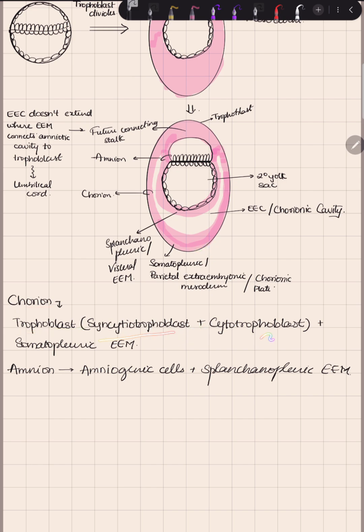That is the syncytial trophoblast and the cytotrophoblast. These three layers, that is the syncytial trophoblast, cytotrophoblast and the somatopleuric extraembryonic mesoderm, will together form the chorion. And then for the amnion, you have these two layers, the amniogenic cells and the splanchnopleuric extraembryonic mesoderm.